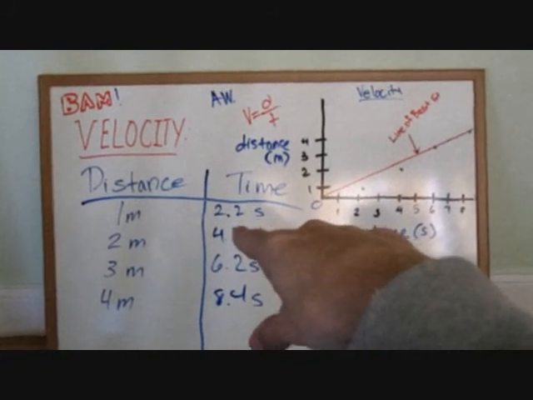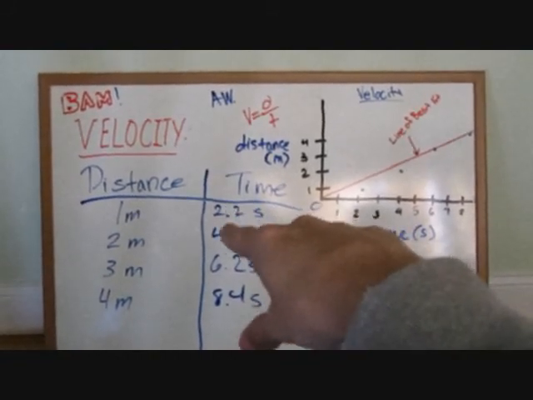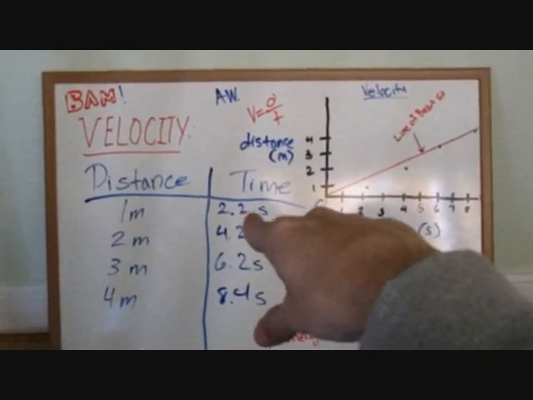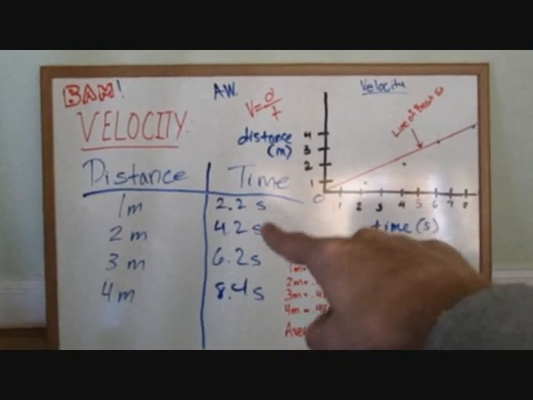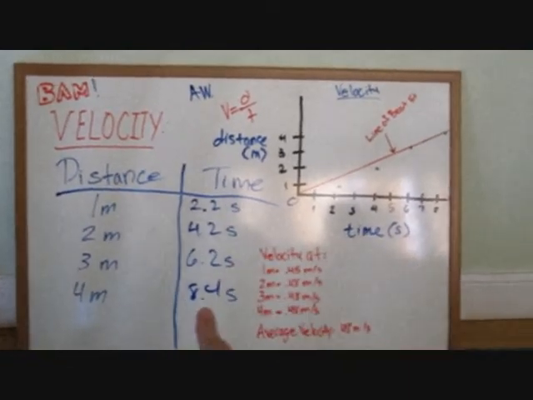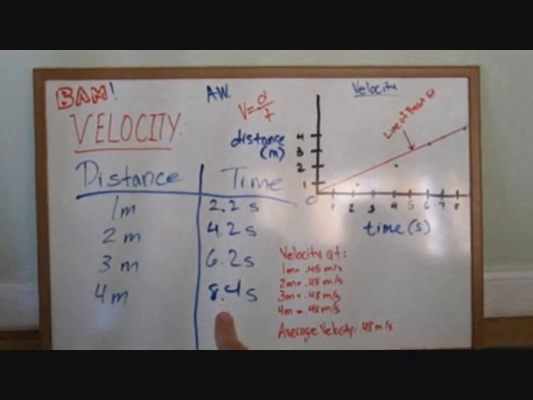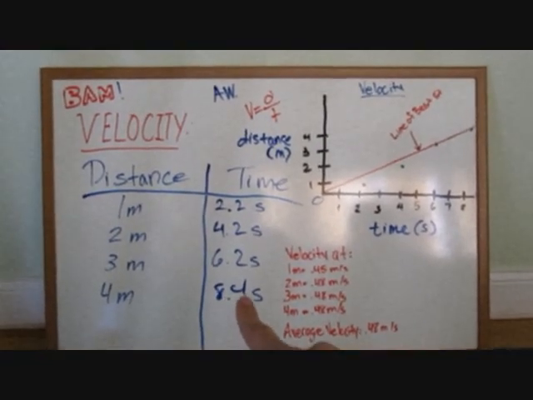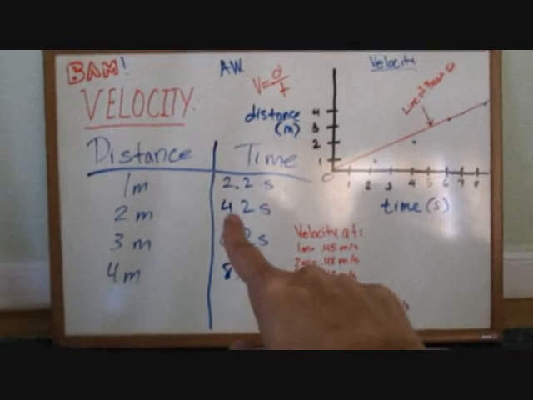The time increases at each interval by about 2 seconds, which is supposed to happen because we were trying to remain at a constant velocity. But it goes to 8.4 at the end and increases by 2.2 because I accelerated by accident at the end.